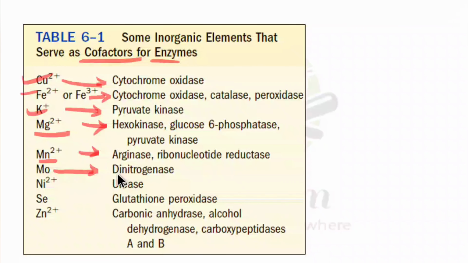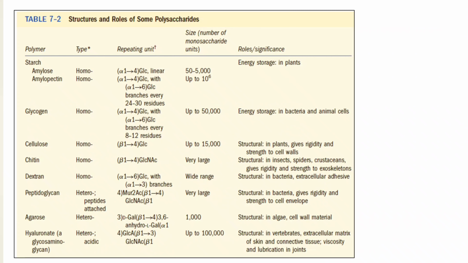Aluminum is for dinitrogenase, which is very much important. Nickel is for urease. Selenium is for glutathione peroxidase, and zinc is for carbonic anhydrase or the ADH. ADH is the alcohol dehydrogenase or carboxypeptidase. So this can definitely be asked in the match the column format or in the individual form.